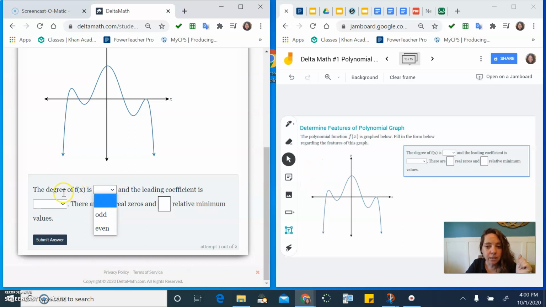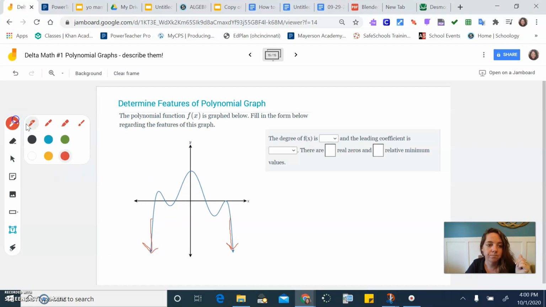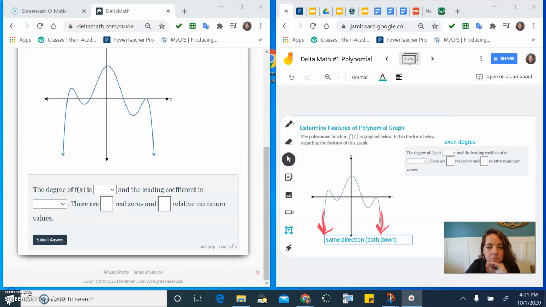Odd degree means the ends are going to go in opposite directions. Even degree means the ends are going to go in the same direction. So when we look at this one, are the ends going in the same or opposite direction? They're going in the same. So what would go there would be even when we're talking about the degree, okay? That's an even degree function because they're both going in the same direction. So let's go ahead and pick that answer right here, even degree.